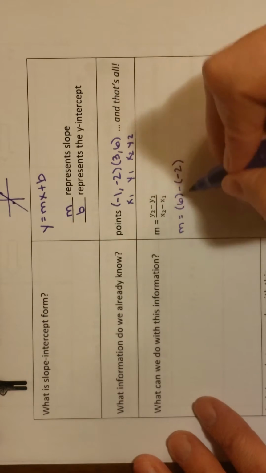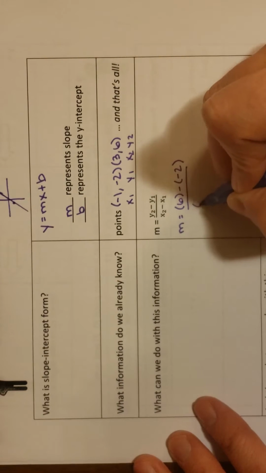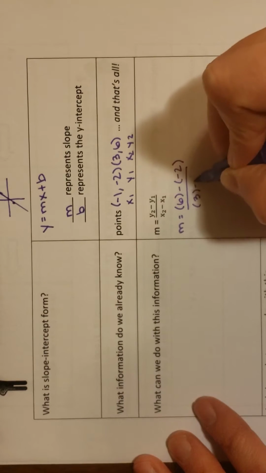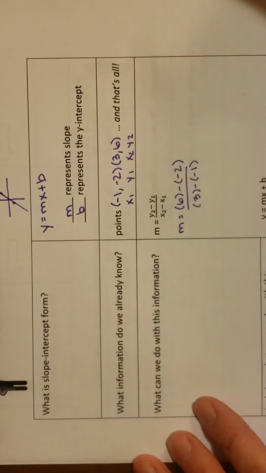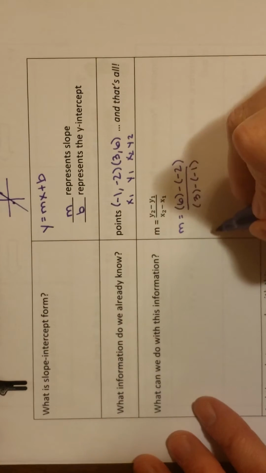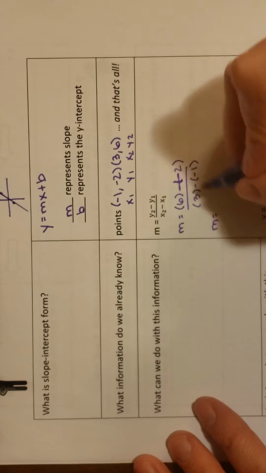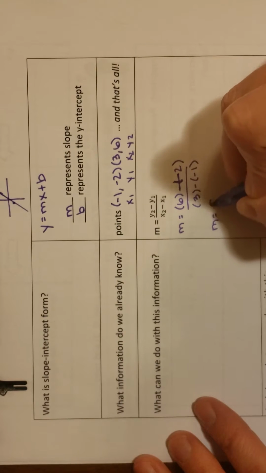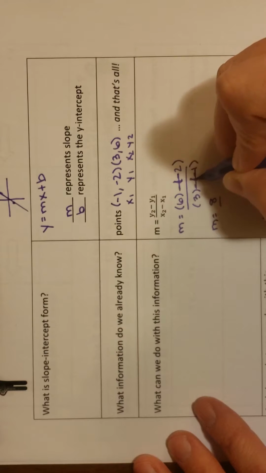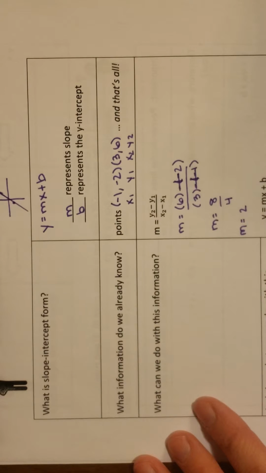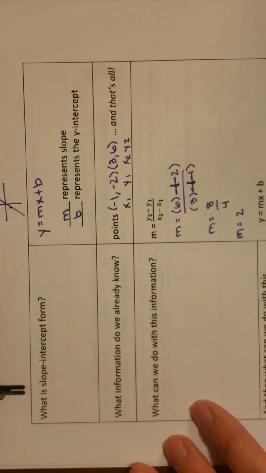Be careful with those double negatives. Over 3 minus -1. My brain froze for a second there. Okay, good. 6 minus -2 is 8, over 4, which is 2. Great. Okay. So now what?